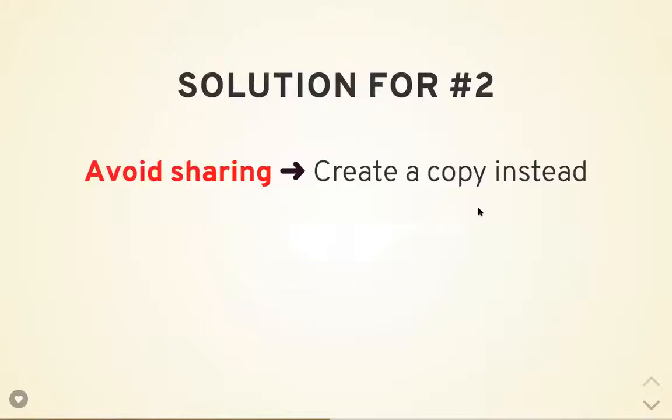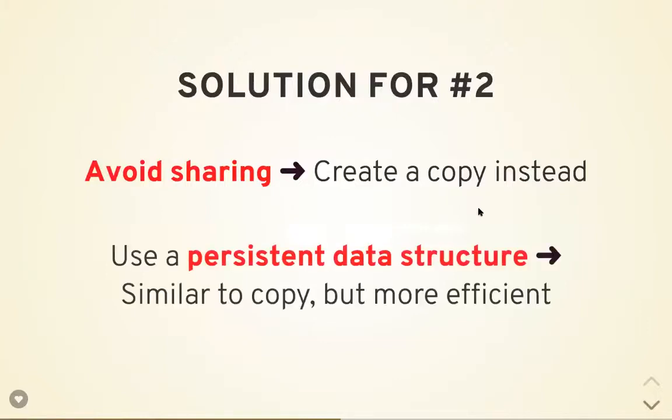So the solution for this one is you can avoid sharing. As always, if you avoid sharing things between threads, or at least mutating in one thread and reading in the other, you are always safe. If you use a persistent data structure that allows you to, at the same time, create a copy to change and access, is also a good solution. So these are like 2 solutions that you can use.